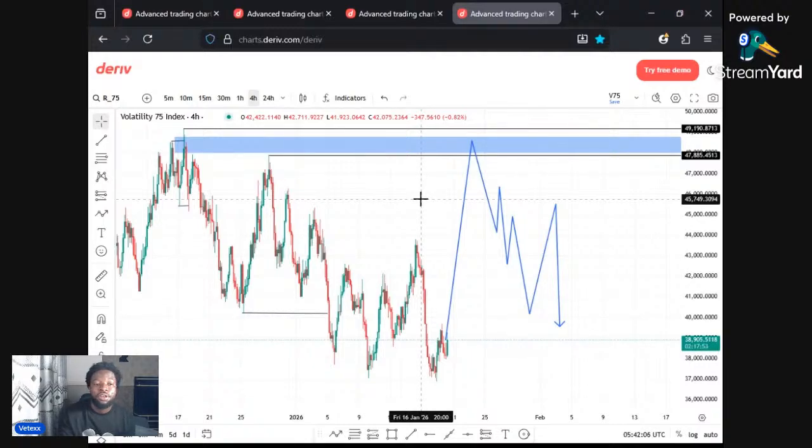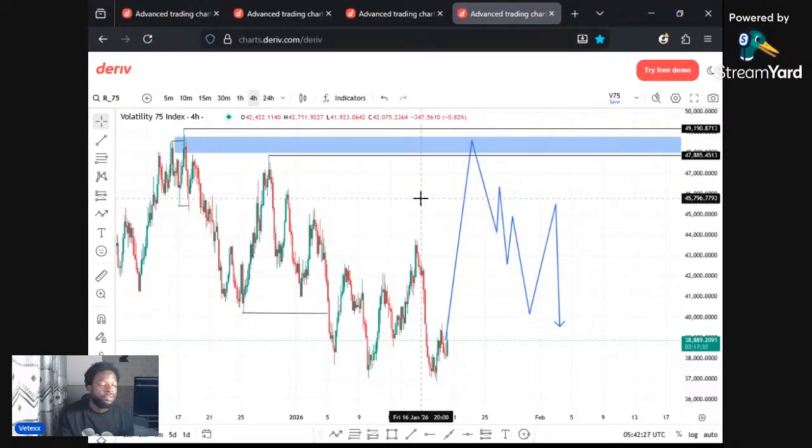Sometimes I will come live whenever price is approaching POI. And I just believe one day we'll be here and price will approach POI and we'll all take the trade together. So that's why you need to always turn on your notifications so that you don't miss out on this synthetic live analysis, which happens here daily.